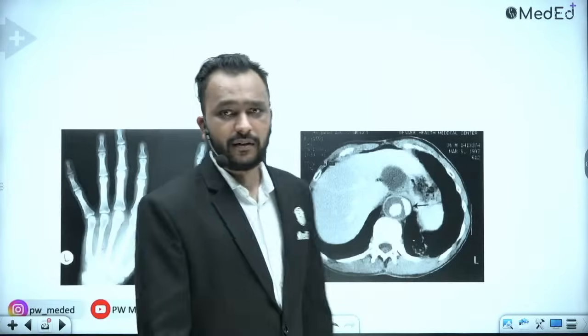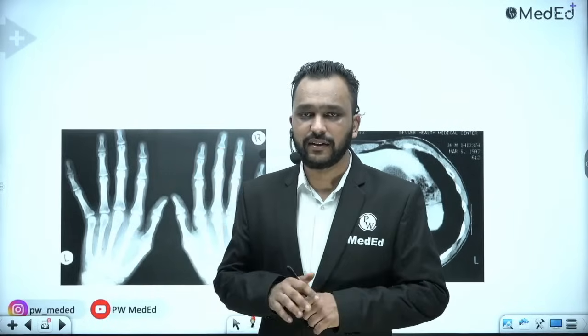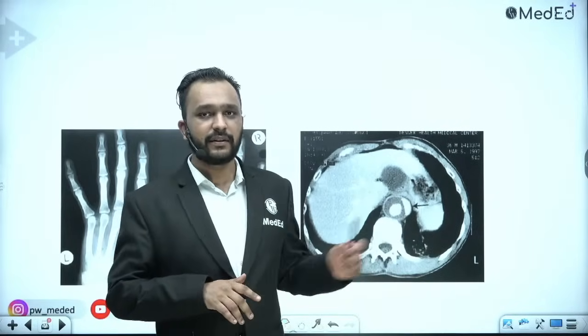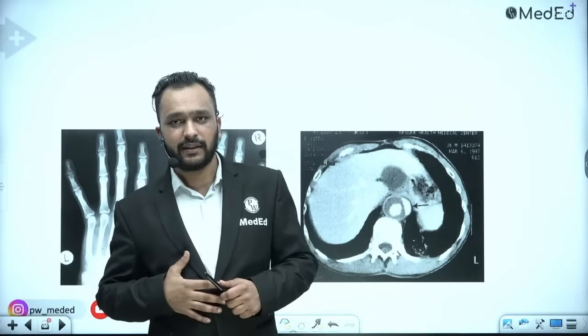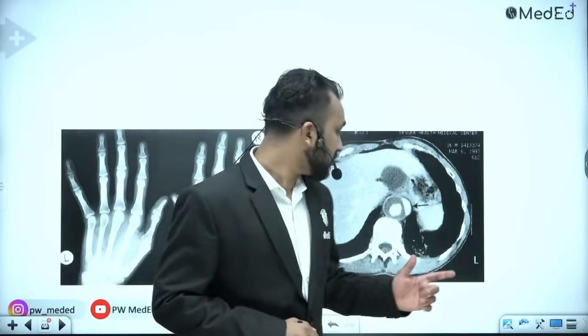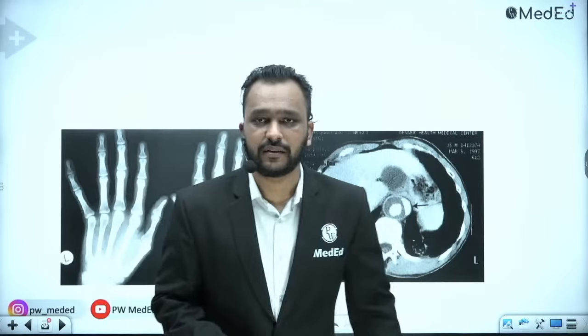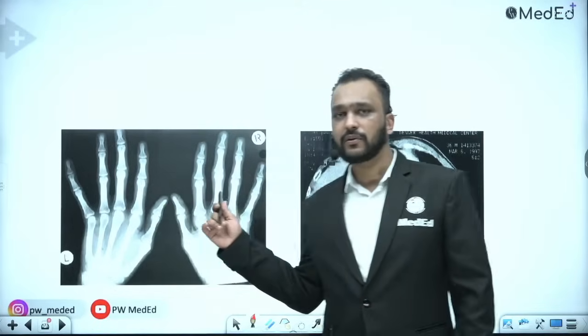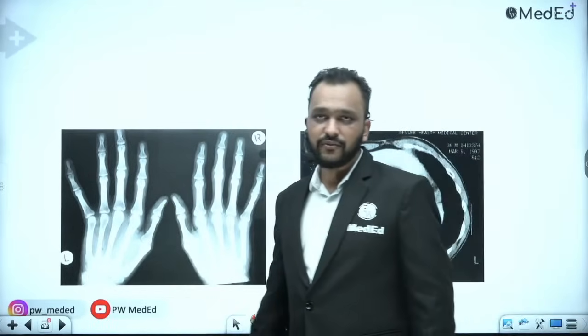So this is a patient who has very tall, long fingers. The patient came to you with pain in the abdomen, you get a CT done and there was aortic dissection in this patient. So can you diagnose? This was a case of Marfan syndrome.